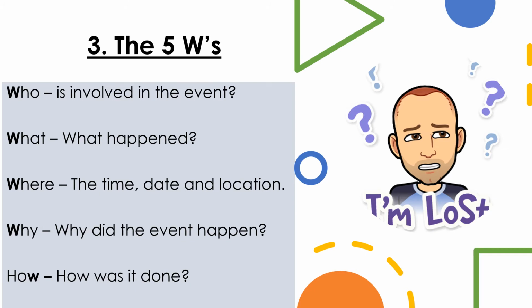The third step is the 5 Ws, and this tends to go into the first or second paragraph, and it's used to give the reader an overview of what happened. So we have who is involved in the event, what happened, where, the time, date, and location, why did the event happen, and how was it done. Now, you might not find that you're using all 5 of these Ws, but it's just to give you an idea of the type of information you need to include in your article to give someone an understanding of the events that happened.